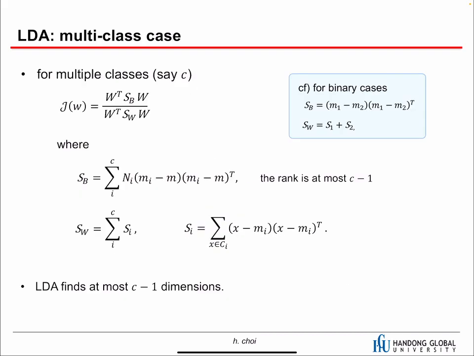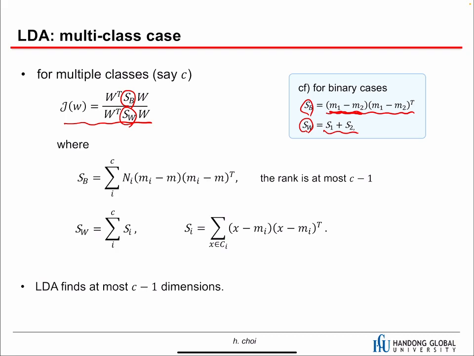So we talked about the two class problem, but what if we have three classes or 10 classes? Then we can generalize LDA for multi-classes here. The objective function is exactly the same as before, but S_B and S_W would be slightly different. For binary class, we have S_B defined by this and S_W defined by this because we have only two. In between scatter, we are just interested in the difference between m1 and m2 because we have only two classes.